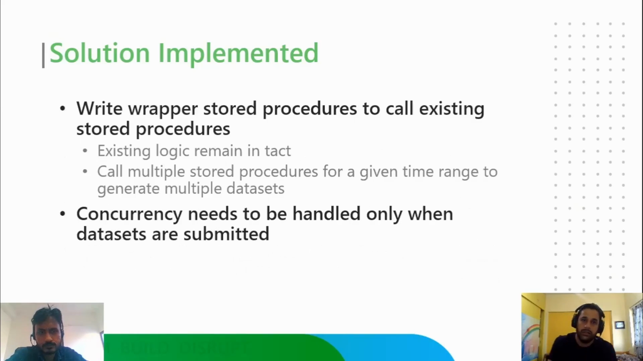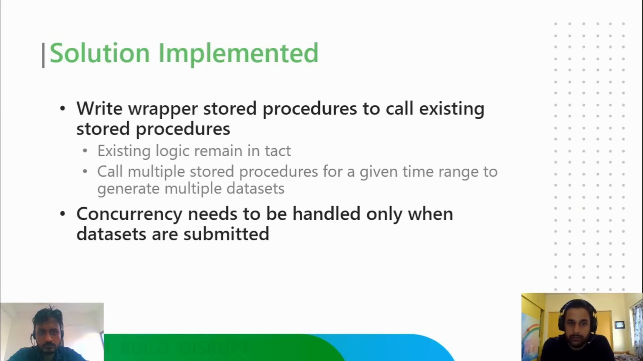So as I said, with the help of this, the only change that we had to make was that when we call the existing stored procedure, instead of writing to the data set, it was just returning a table valued parameter, which was then used by the wrapper stored procedure to return the data to the user, to the calling functionality. And with the help of this, we were able to generate data for a given time range, not only for a single month.